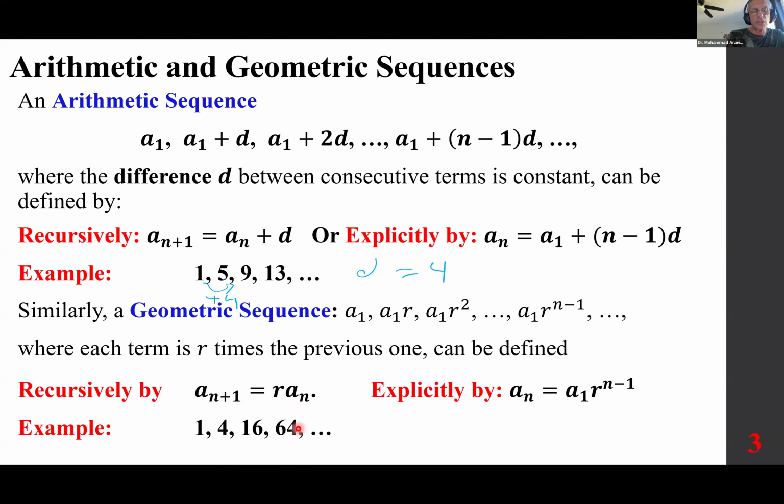Example, 1, 4, 16, 64. Notice we are multiplying by 4, in which case r becomes 4.